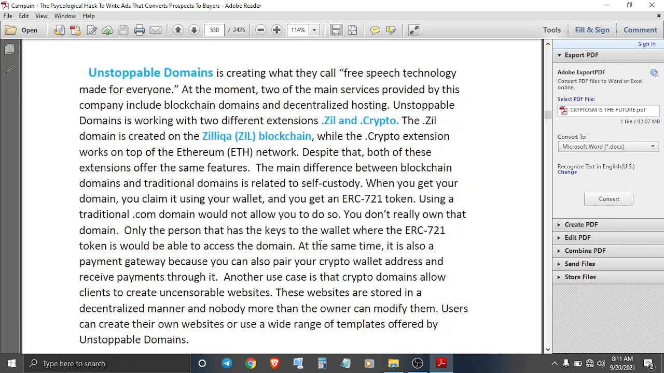In this video, we'll be talking about another type of crypto wallet. This one is a fantastic type of crypto wallet. We don't need to read about it, I'll just talk about it. So, this crypto wallet is called Unstoppable Domains.